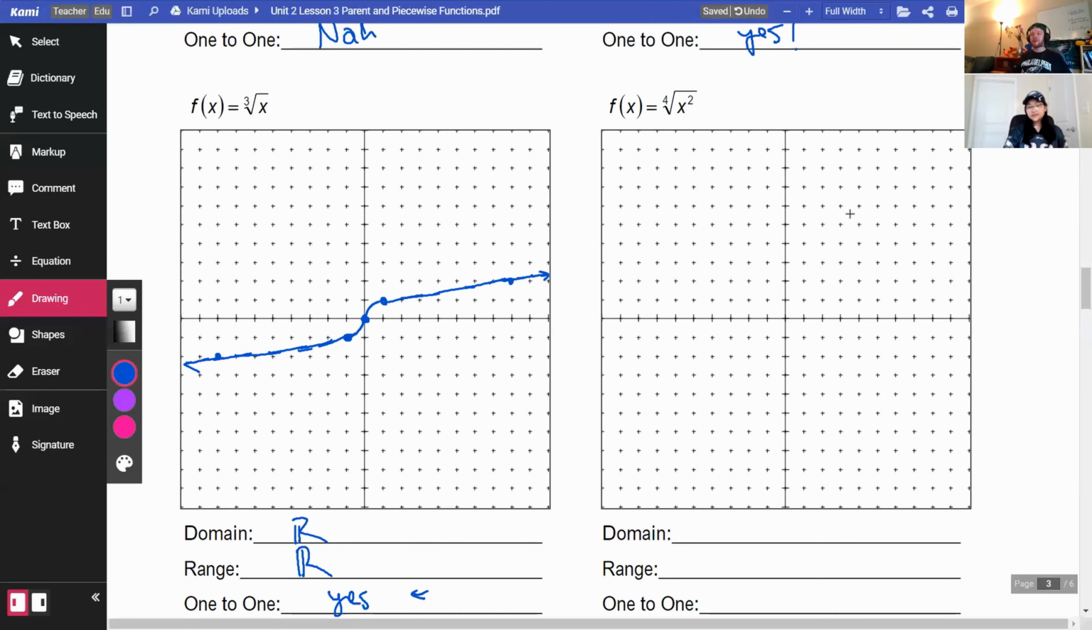Ooh, here we go. Here we go. The fourth root of x squared.